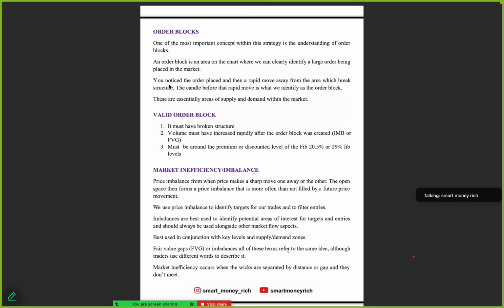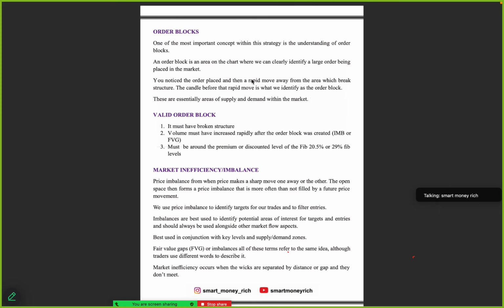Now, what I said here is you will notice the order placed. The order block is the reason why you will know that an order has been placed. Without an order block, you won't know that an order has been placed. So you have to use the order block as a clue to what you need to see, and I'm going to give you several examples of order blocks and how I trade with them. And you will notice the order being placed and then a rapid move away from the area.